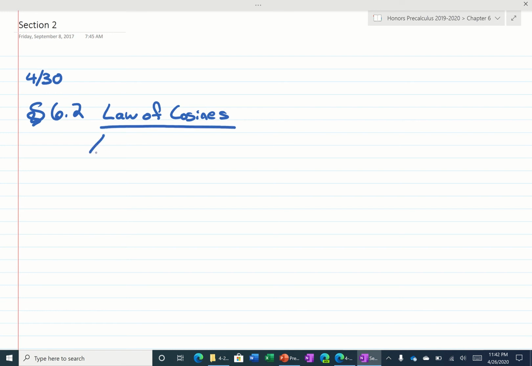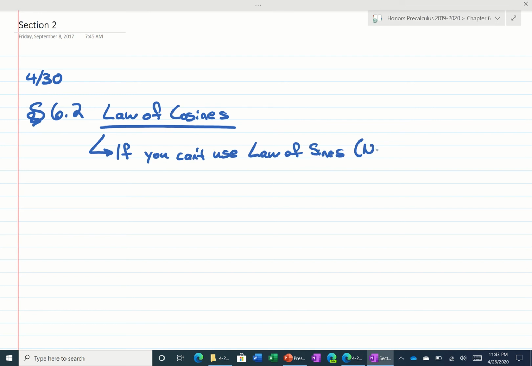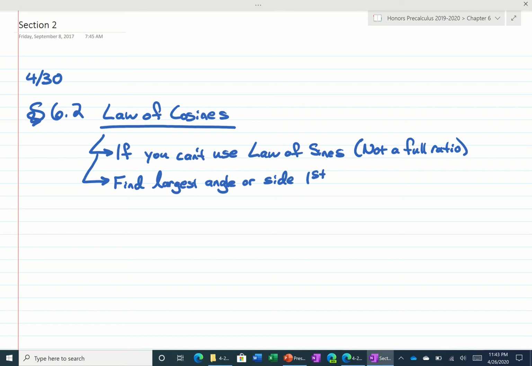And the purpose of the law of cosines, it's what we use if we can't use the law of sines. Meaning that we don't have a full ratio. Meaning you don't have a side and the angle opposite it for anything. Something else you want to make sure you concentrate on with the law of cosines is you want to make sure you find the largest angle or side first. If you don't do that, then you run the option of getting an answer that doesn't make any sense. We'll talk more about that in a little bit, but that means that you would get an answer where the largest side is opposite the largest angle, smallest side opposite the smallest angle. But if you find the largest side or angle first, it minimizes the possibility of that.